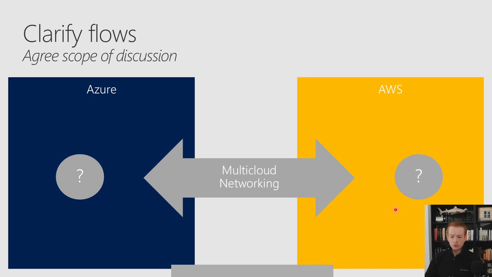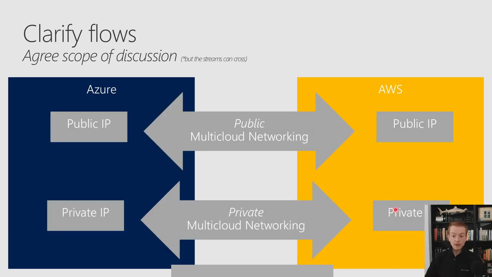It's very good to probe into this as the first question. What do you mean by the question marks in this diagram? What do you mean by something in Azure talking to something in AWS? And very quickly you get to, oh, I mean it's a private IP in my VNet talking to a private IP in my VPC. Okay, I classify that as private multi-cloud networking.